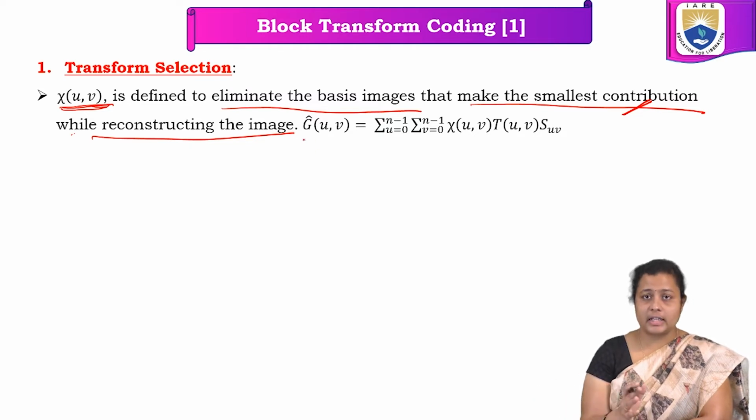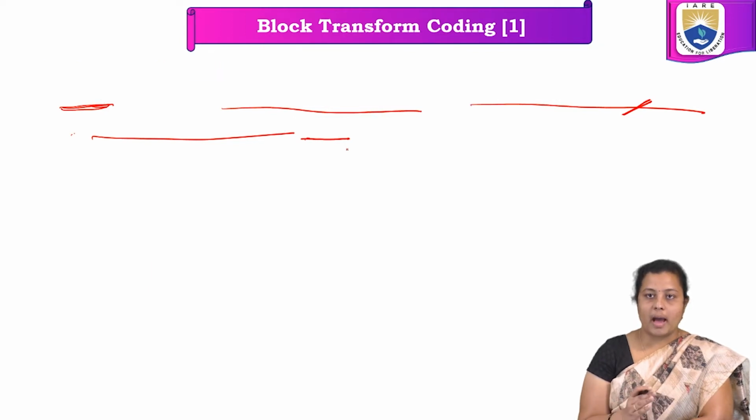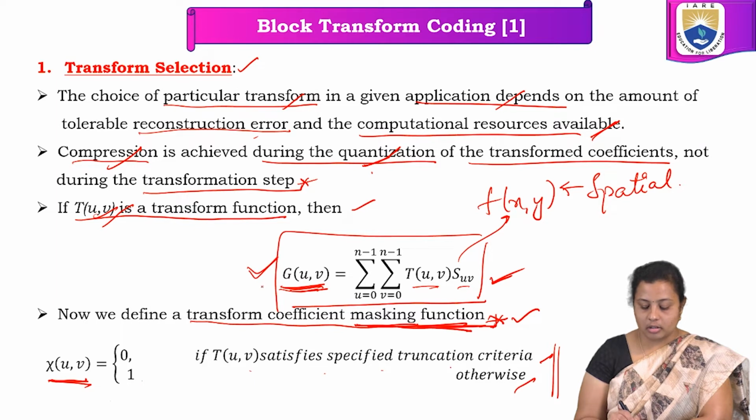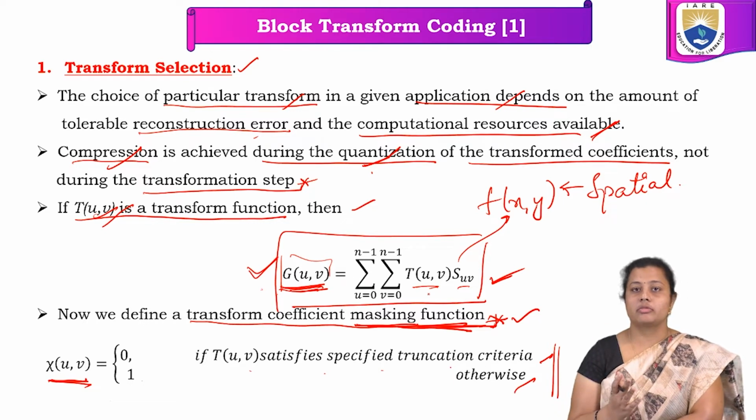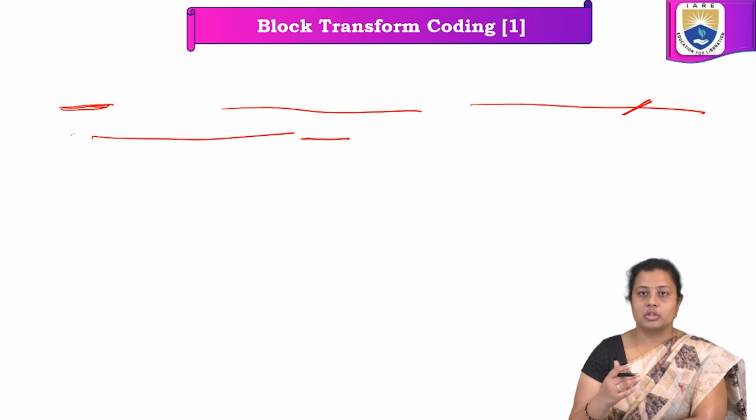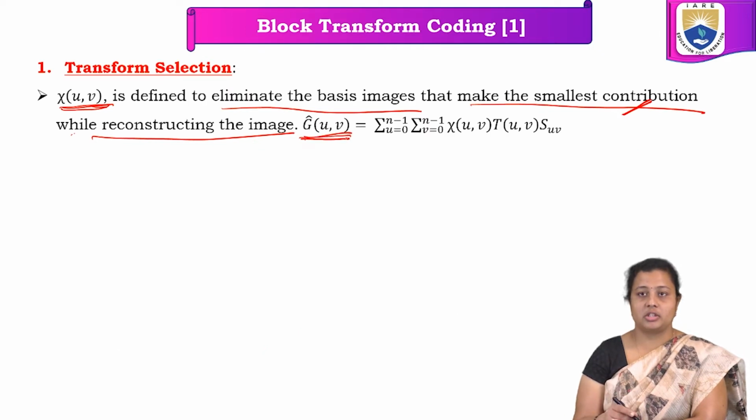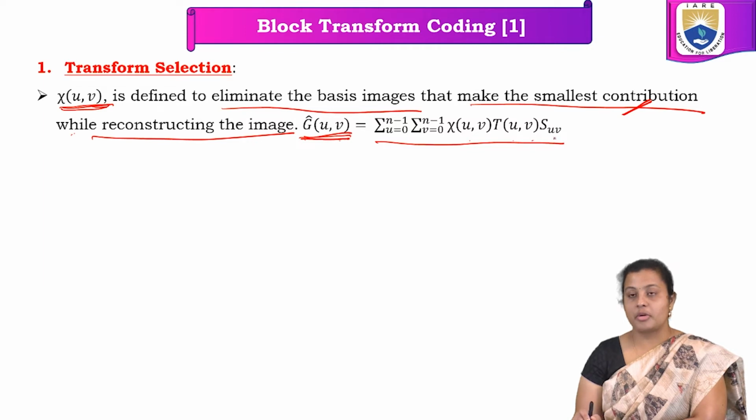When we neglect the small magnitude coefficients and reconstruct, that is represented by g cap of u comma v. If I go back, this is the image function reconstructed when we consider all the transformation coefficients. The equation G cap, which we use when neglecting the small magnitude coefficients, is given by G cap of u comma v equal to the double summation of eta of u comma v, T of u comma v, S of u comma v. This is the masking function, this is the transform coefficient, and this is our input image, right?